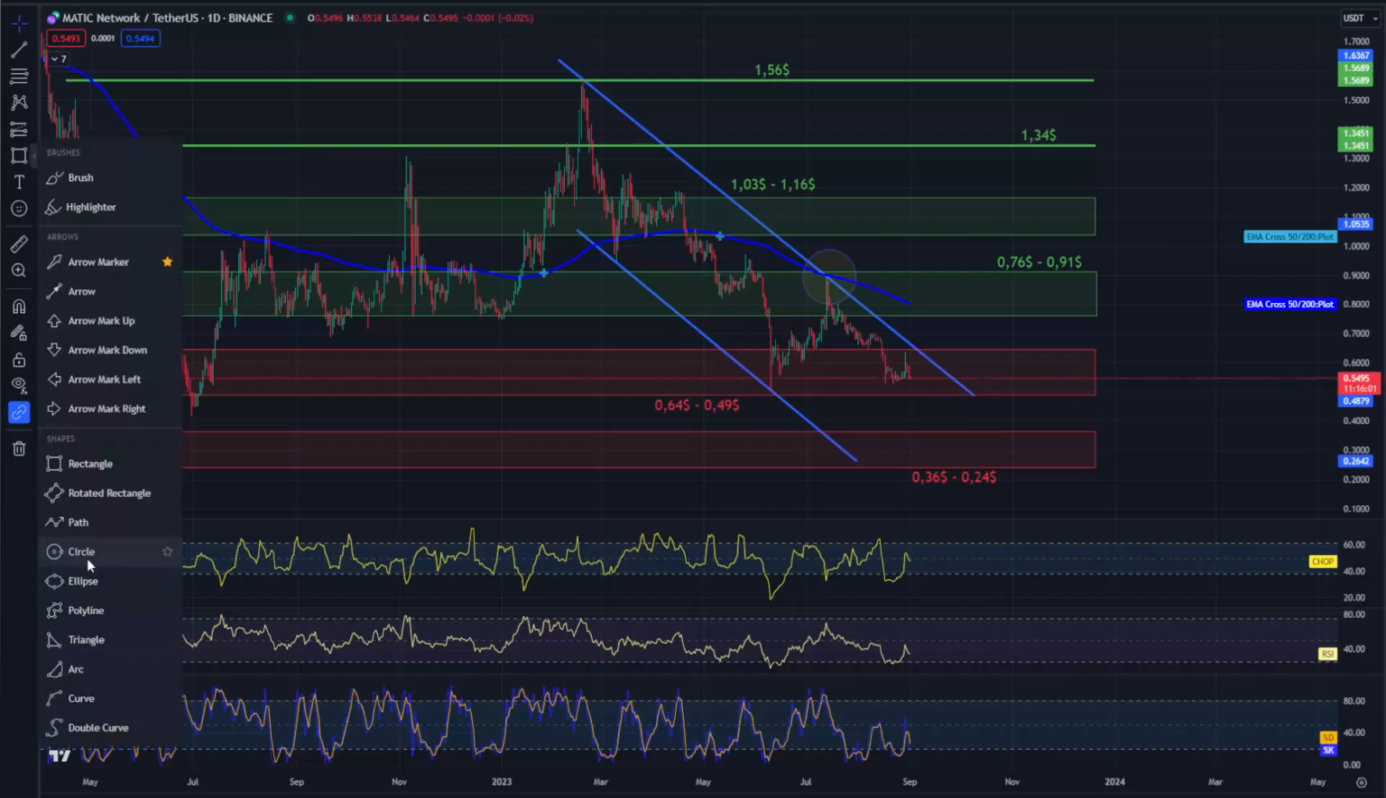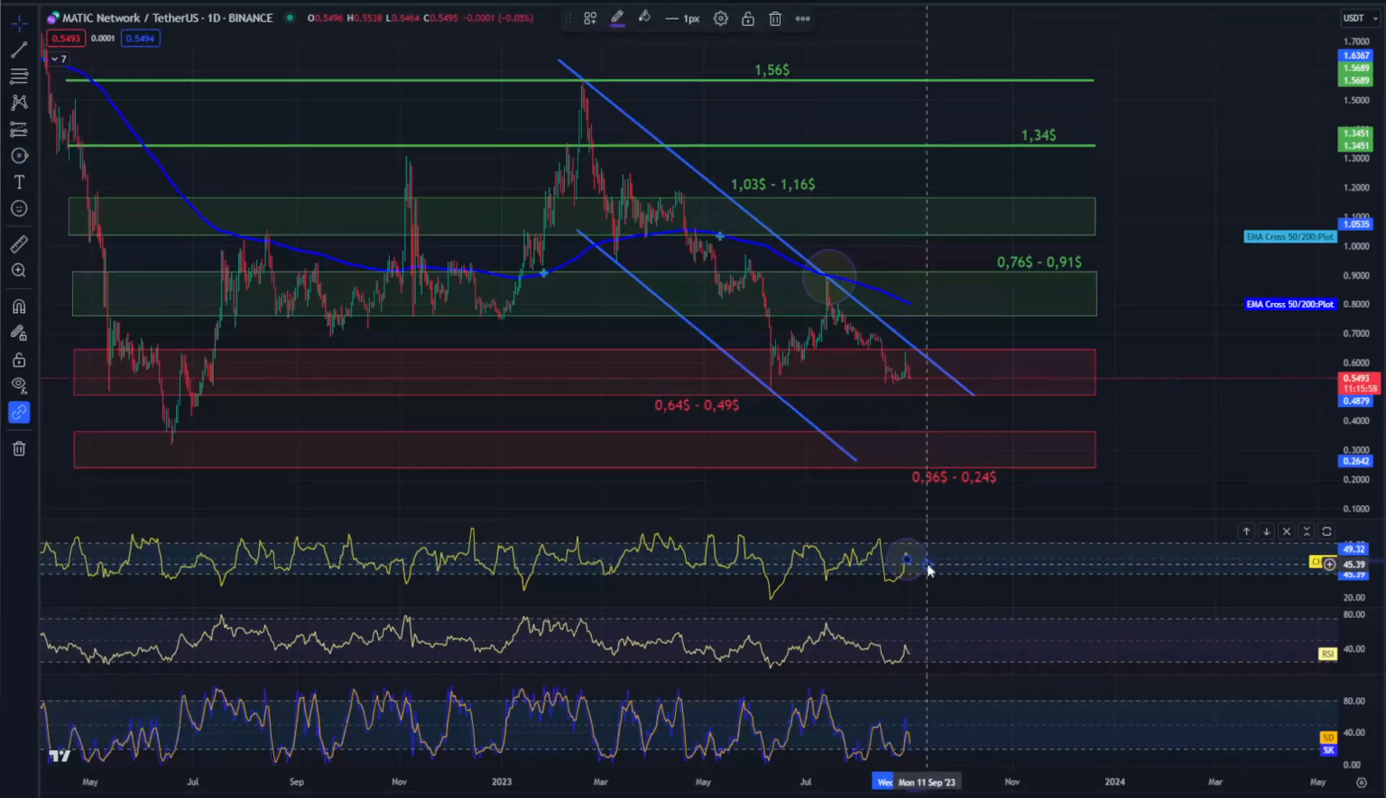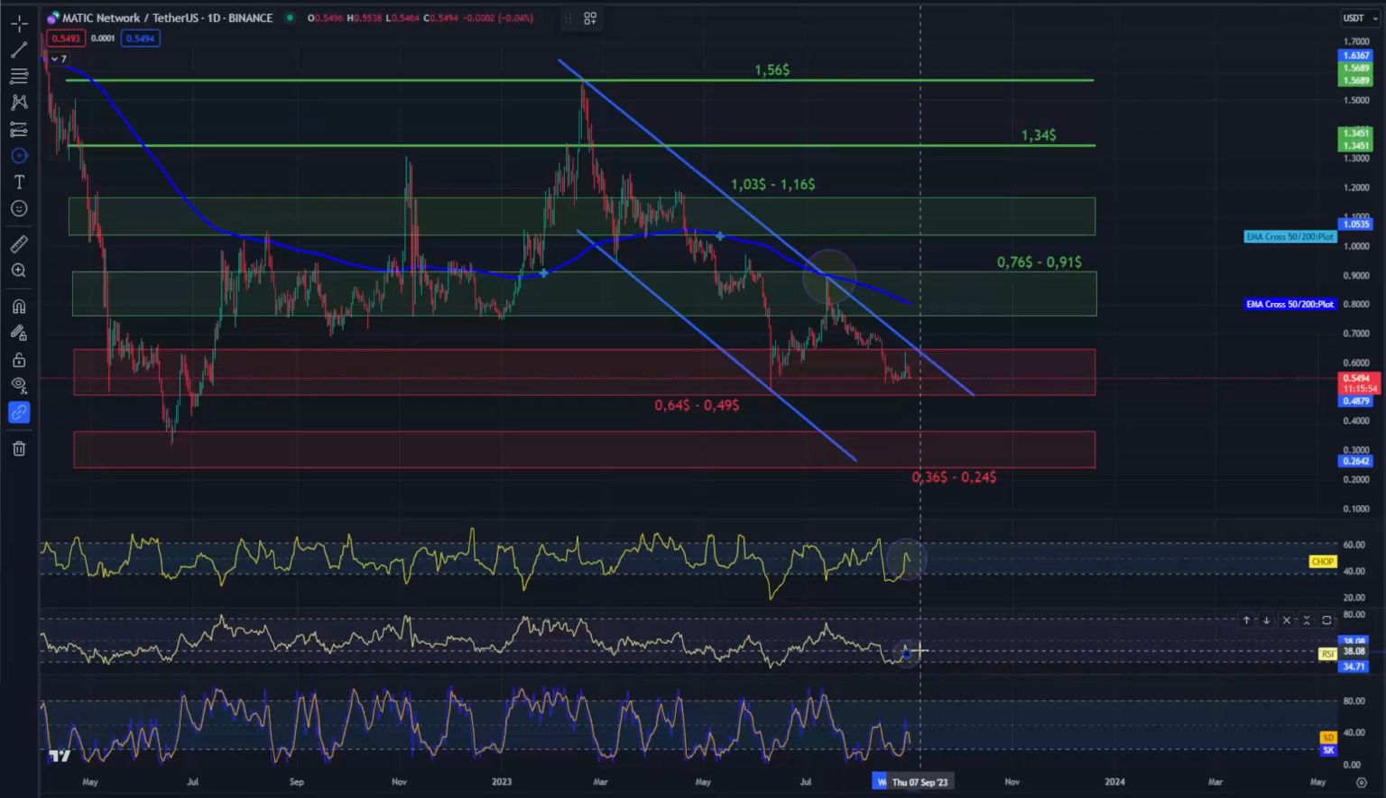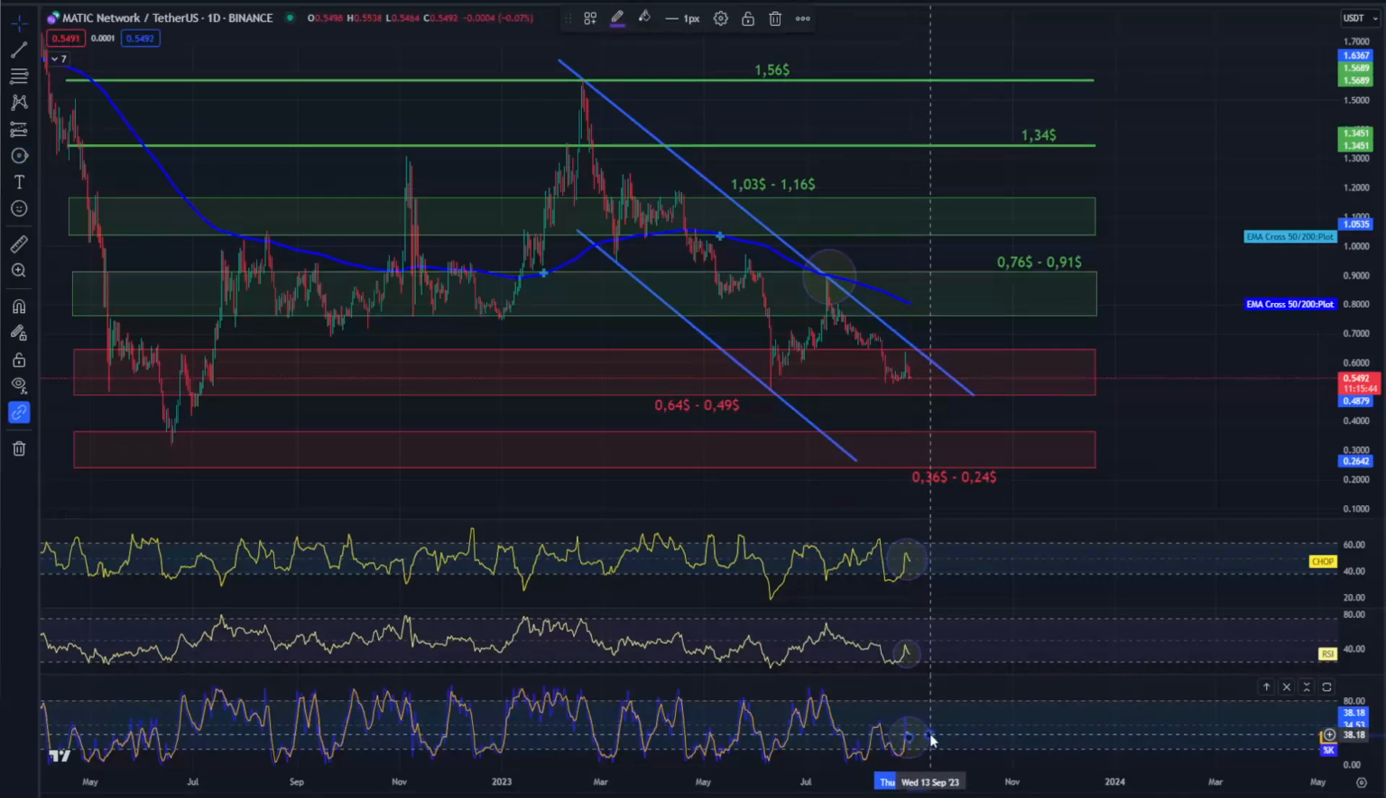When we look at the CHOP index, we can see that there is still energy for the current move. On the RSI, we have a rebound with room for a further downward move. But on the stoch indicator, we can see that we are approaching the lower limit again, which can stop the decline and give a sideways move.